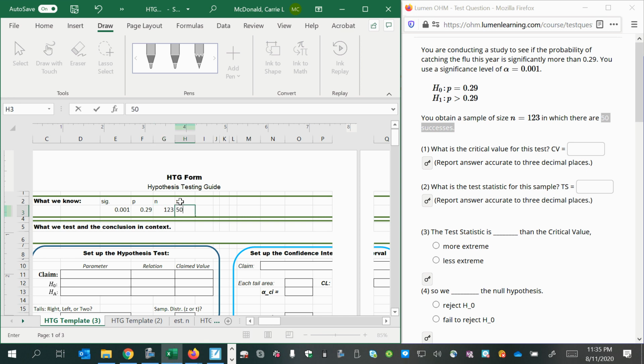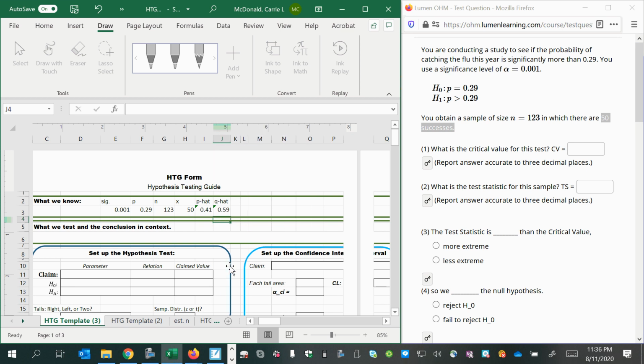123 and 50. That makes my p hat, the sample statistic proportion, equal to x divided by n. And that makes my q hat equal to 1 minus p hat. All right, so we have all this information that'll be very useful to us, and we may even want to go ahead and calculate Q, the population failure rate, Q equals 1 minus population proportion.